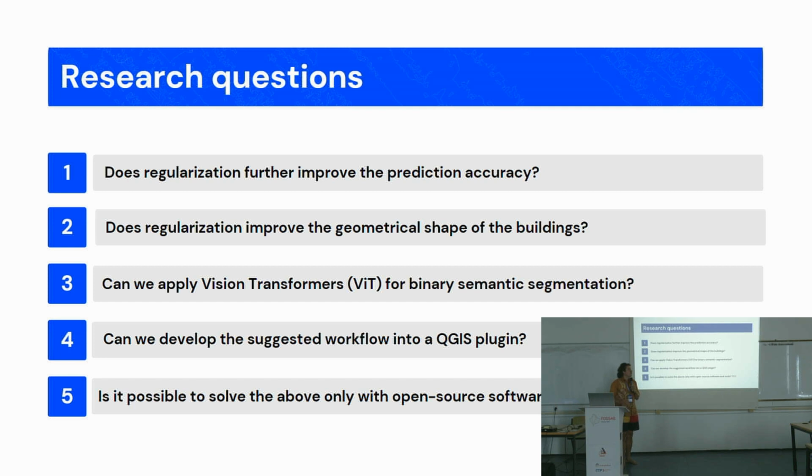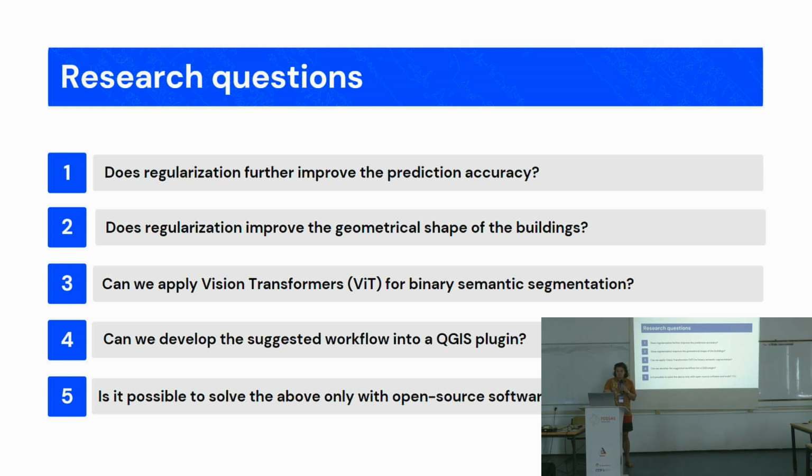And our research questions were basically this. Does this regularization further improve the segmentation or the prediction accuracy of the building? Does it also improve the geometrical shape, so we get more correct buildings at the end? And also, do the footprints look more useful for further application?